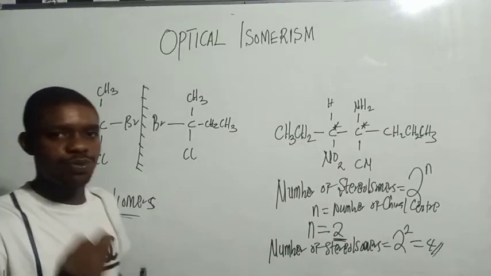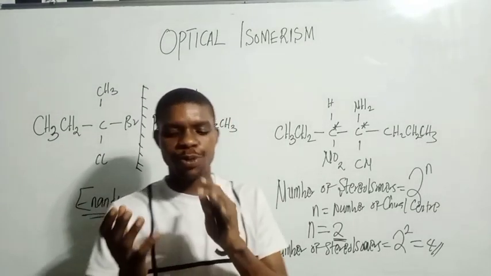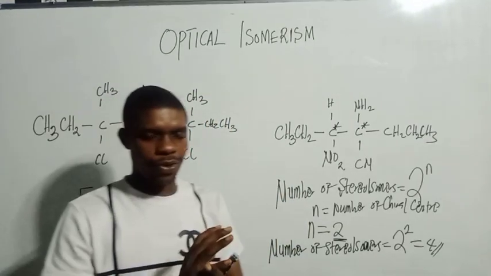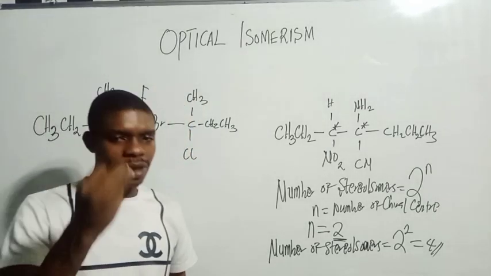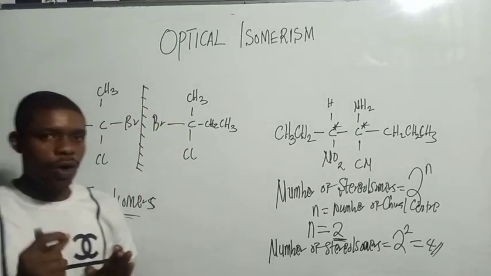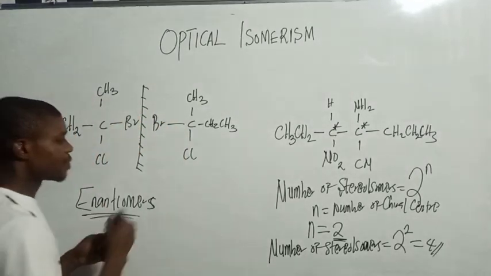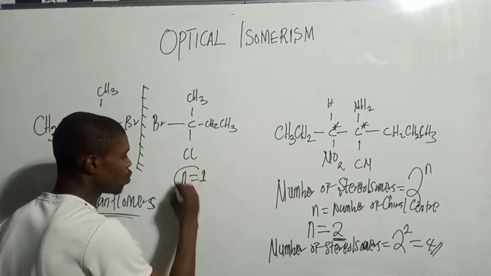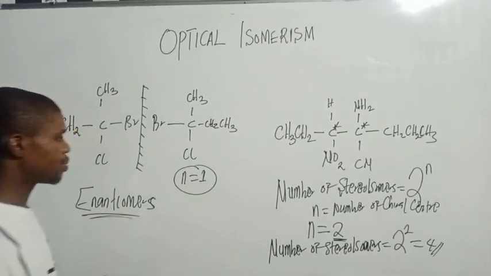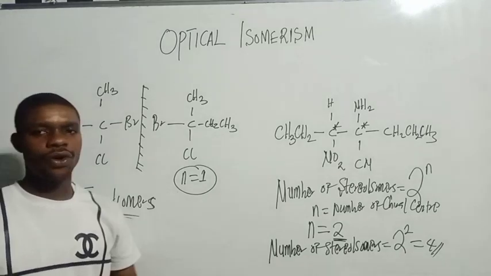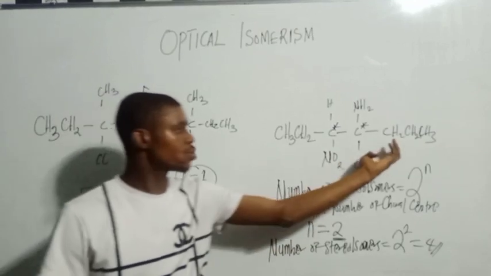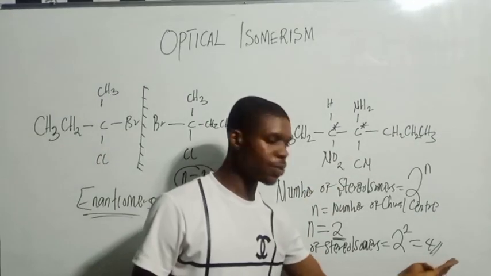Now, when you talk about the word superimposable, what do you understand? Non-superimposable means that you cannot place this one on top, you cannot overlap. That is why there are two different molecules here. A chiral molecule and its mirror image are called enantiomers. Remember, when my N is one, I have only one chiral center. How many possible stereoisomers do we have? Two possible stereoisomers. This structure has only one chiral center, unlike this other one here, which has two chiral centers, so that one has four possible stereoisomers.